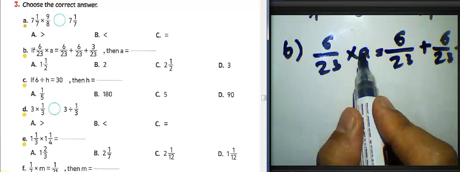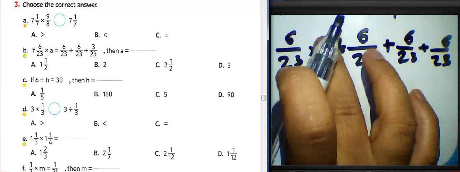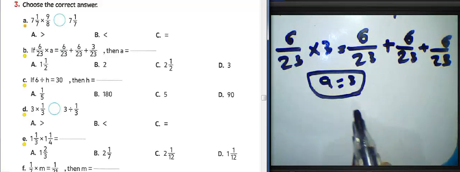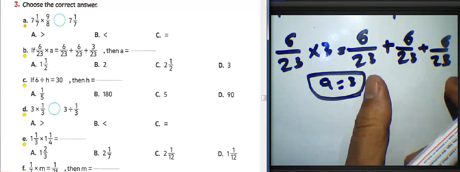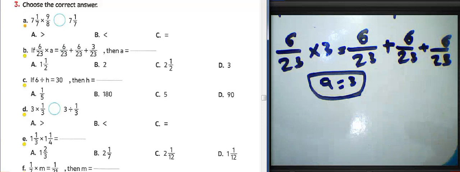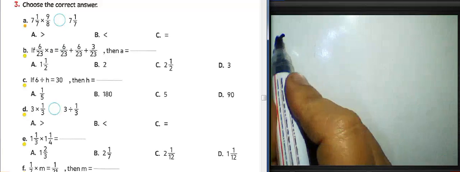If 6 over 23 times A equals 6 over 23 plus 6 over 23 plus 6 over 23, so we add them 3 times here. So A, we must write here 3. So A equals 3 because we add 6 over 23 three times. Then A equals 3.